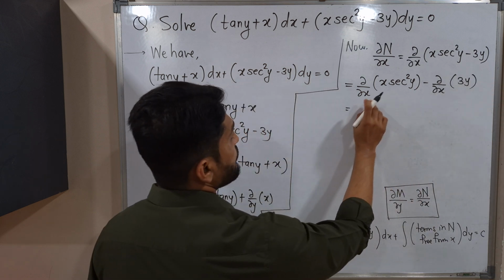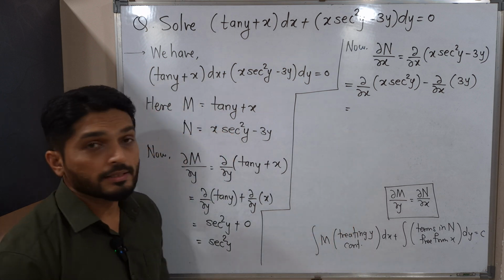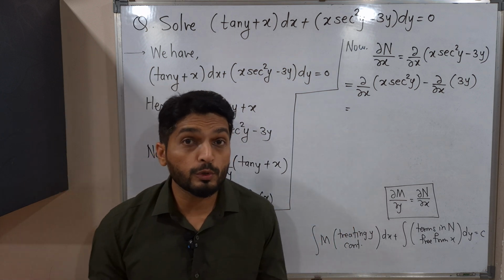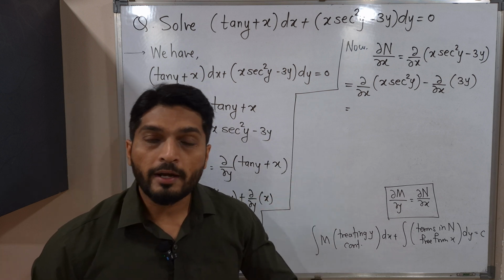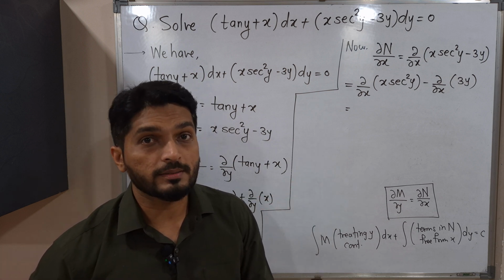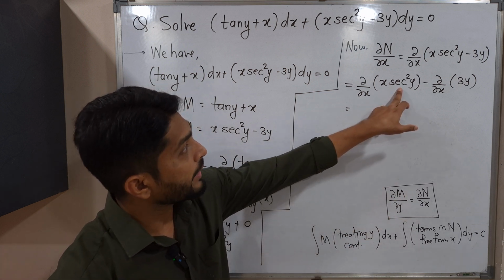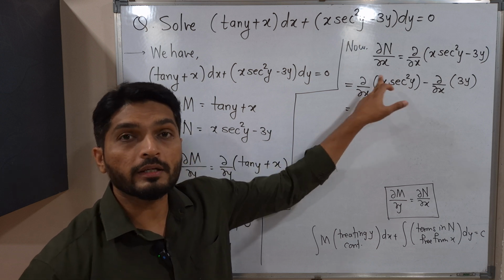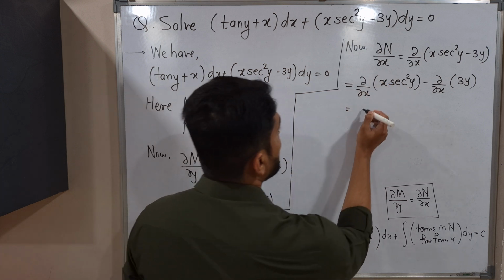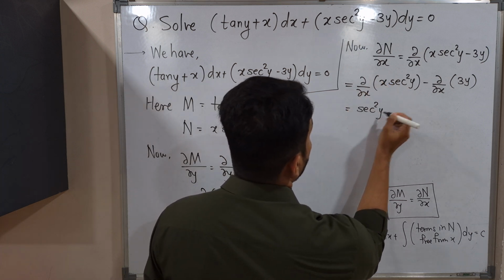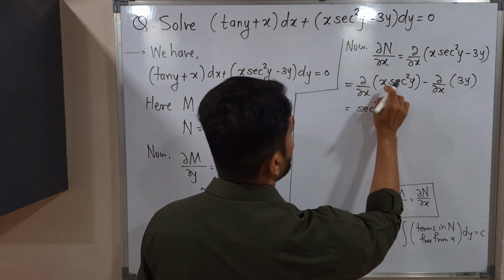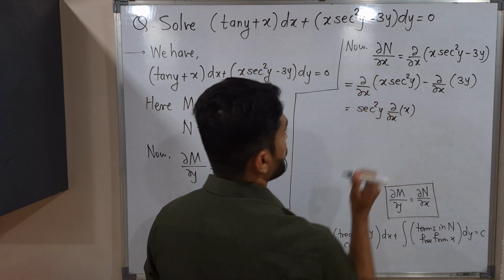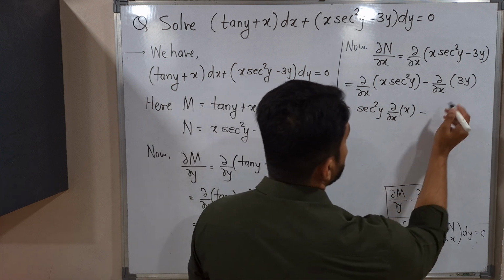See, we are differentiating with respect to what? x. This is a partial derivative, not the usual derivative. So when you differentiate with respect to x, y and functions of y are constants. So sec square y is constant. You can take it outside. I am taking this sec square y outside the derivative, so in the bracket there will be x only. Minus, let us move further.